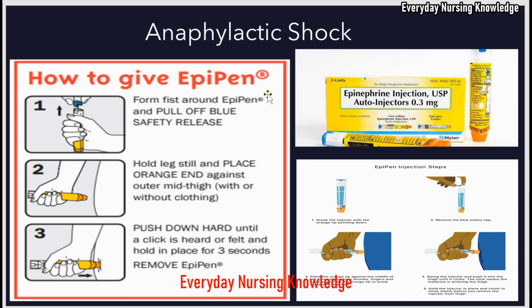Now, how to give EpiPen? So EpiPen has two ends with the blue tip and the orange tip. Remember, blue to the sky. So blue towards the up and orange side towards the patient. You have to remove the blue safety cap by pulling straight up. You should not bend or twist. Now place the orange tip in the outer mid thigh of the patient and push down hard.